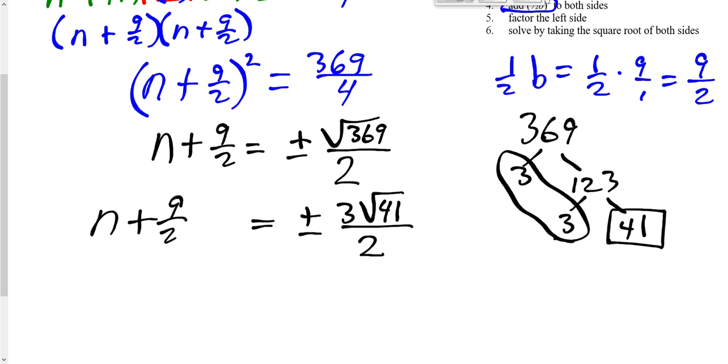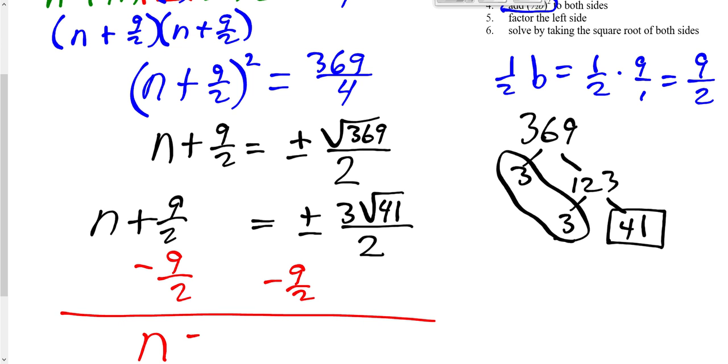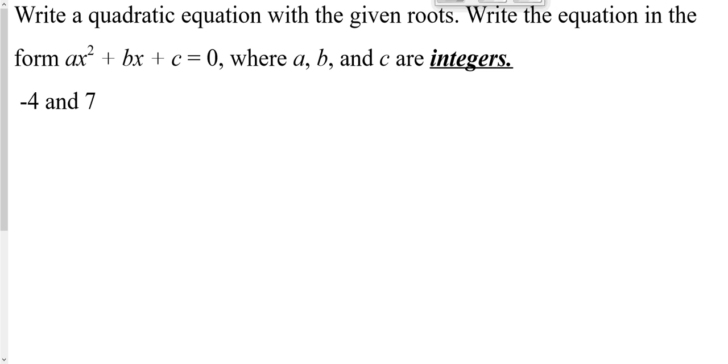So now to get n by itself, we have to subtract that 9 over 2 from both sides. Now on the right side, that red 9 over 2 doesn't have any roots with it, so we cannot combine it with the black. So it needs to stay as negative 9 over 2 plus or minus what we had over there, because they're not like terms. And that would be our answer.